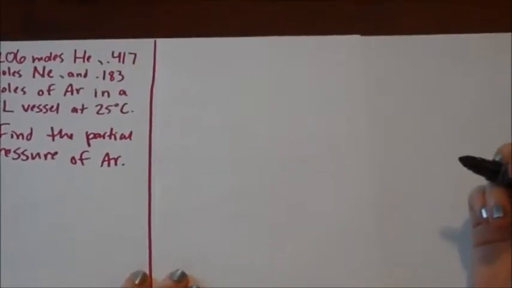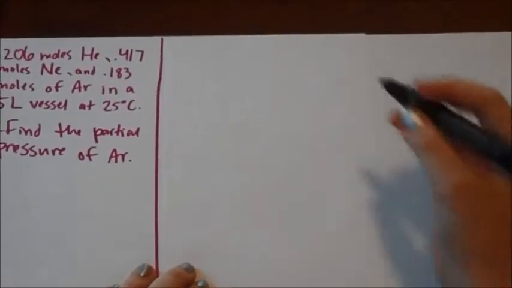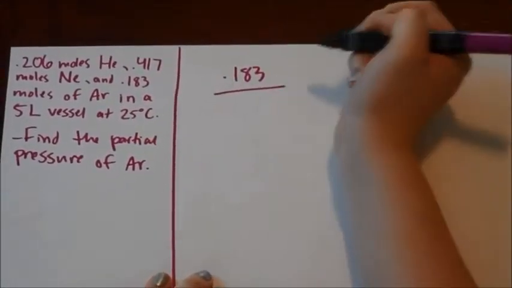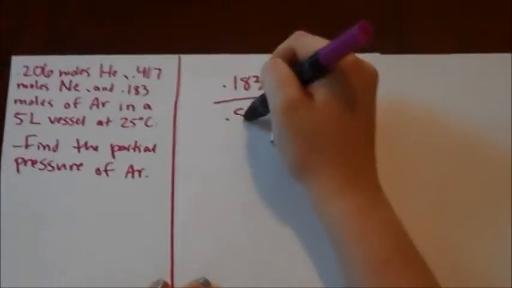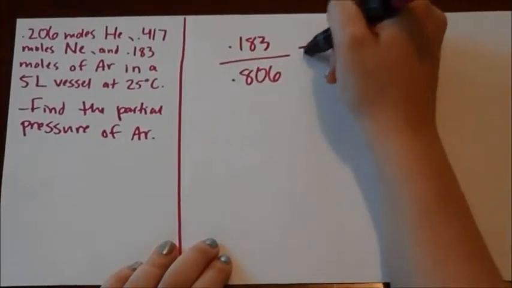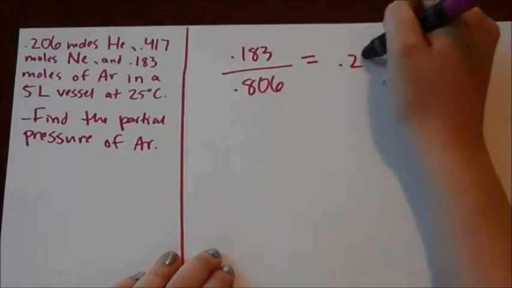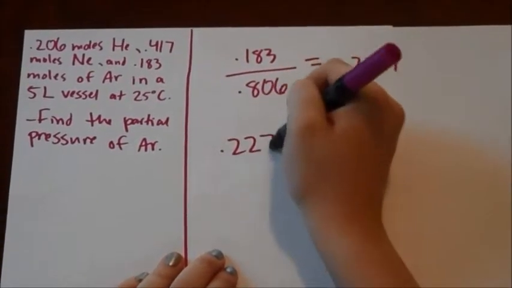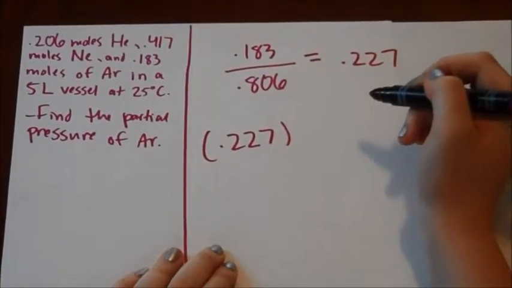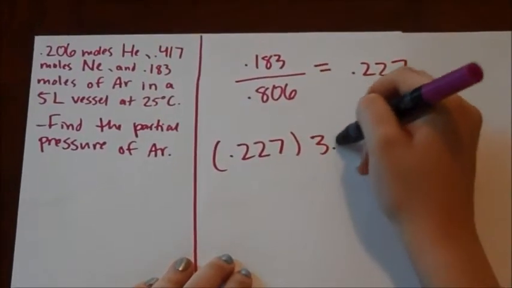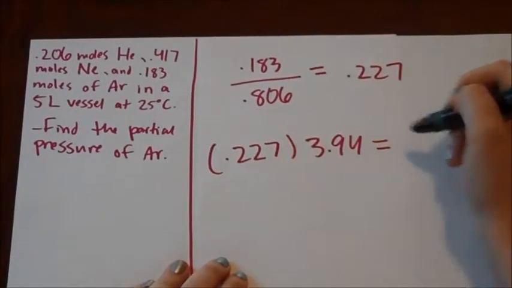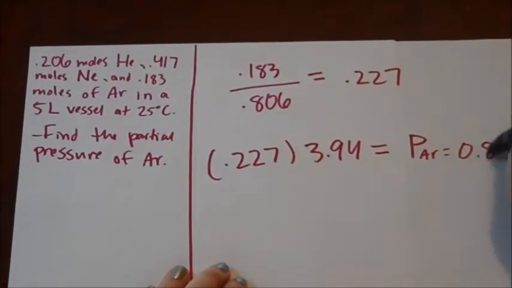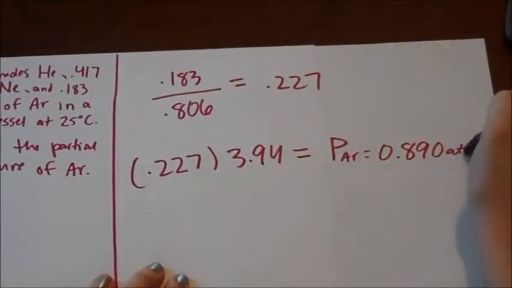Next, you have to find the mole fraction of argon. So you take the moles of argon, 0.183, divided by the total moles of the mixture, 0.806. When you solve that out, you get 0.227. Next, you take the mole fraction and multiply it by the total pressure of the mixture, which is 3.94. When you solve that out, the partial pressure of argon equals 0.89 atm.